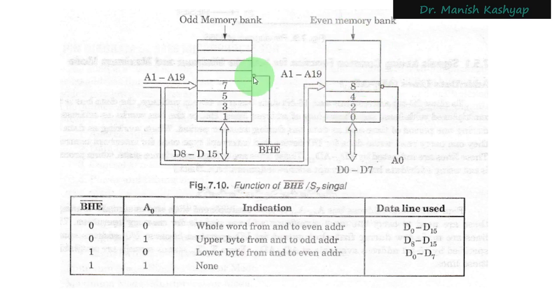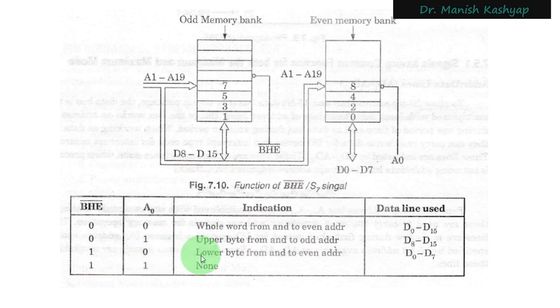Similarly, this bubble symbol also operates for BHE bar. When the BHE bar signal is 0, since it is an active low signal, we say that it has been activated, and this 0 signal will be transmitted as 1 here. In that way, this memory will become active. So this bubble here means it's a NOT gate. When A0 is 0, this bank will be activated, and when BHE bar is 0, this BHE signal is activated, so this memory bank will become active. If you want to transfer the upper byte from and to an odd address, we use this combination: BHE bar will be 0, that means the odd bank will be selected, and A0 will be equal to 1, which means that this bank will not be selected.